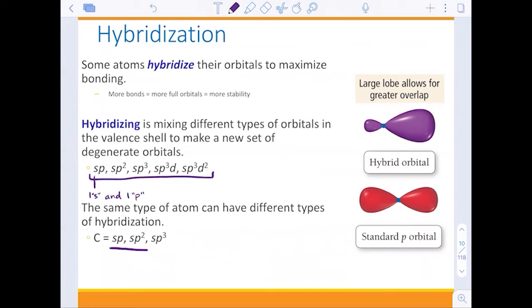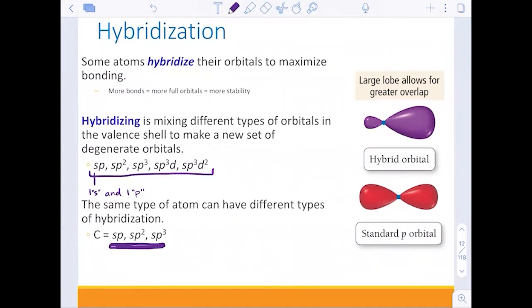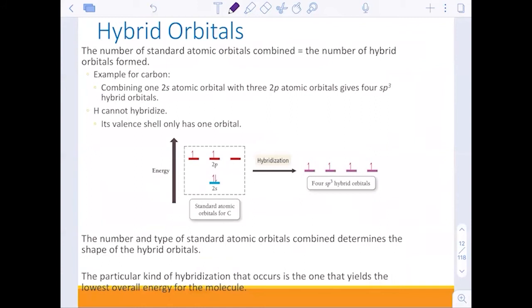Carbon can bond in any of these 3 ways. It can be sp, sp2, or sp3 hybridized. And that's what we're going to investigate today. How does it work? Well, the number of standard atomic orbitals is going to be equal to the number of hybrid orbitals. So if I need to make 4 bonds for carbon, I need to take 4 atomic orbitals, an s, and 3 of those p's.